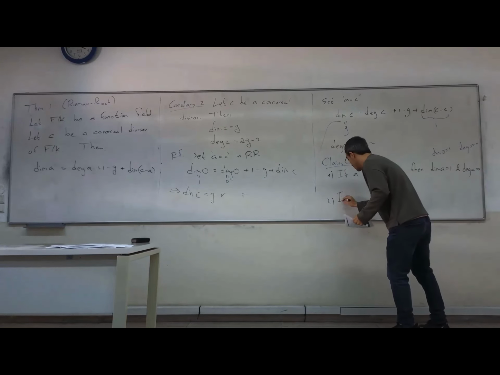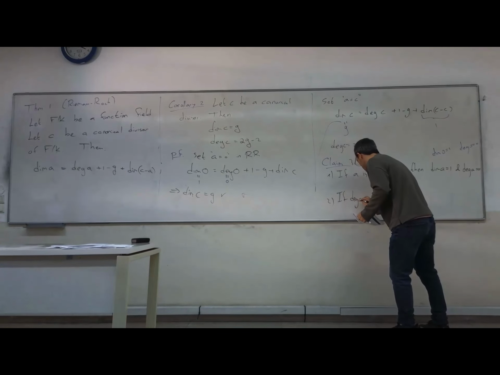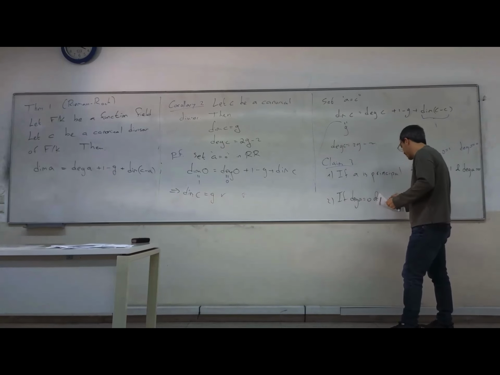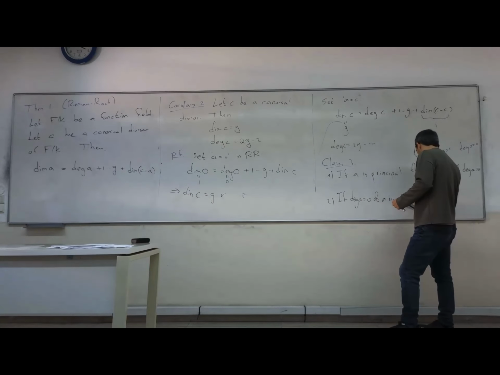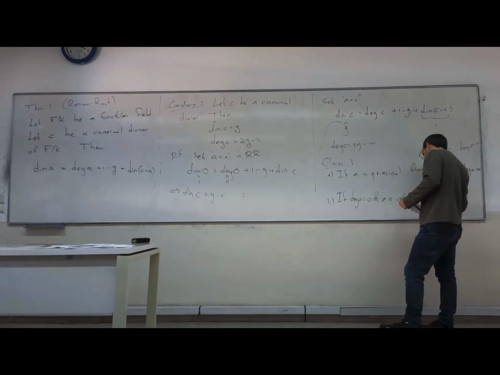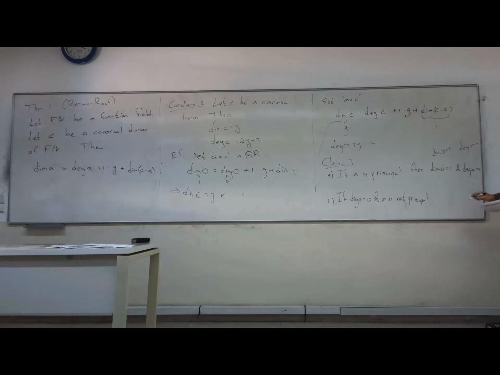So if the degree is 0 and A is not principal, well, there can be others like that, but then I claim the dimension is 0, not 1. Principal divisors are examples of degree 0 divisors, and then you know also that the dimension is 1. But you can ask, what other degree 0 divisors do I have? Not coming from functions, not principal.